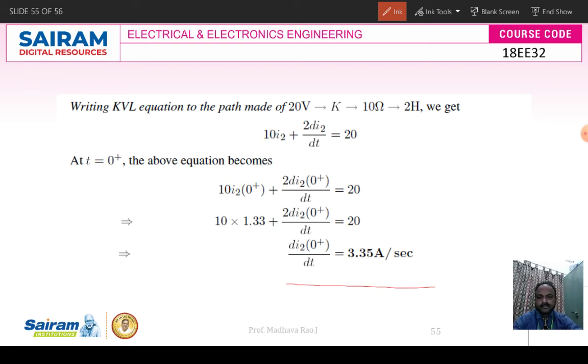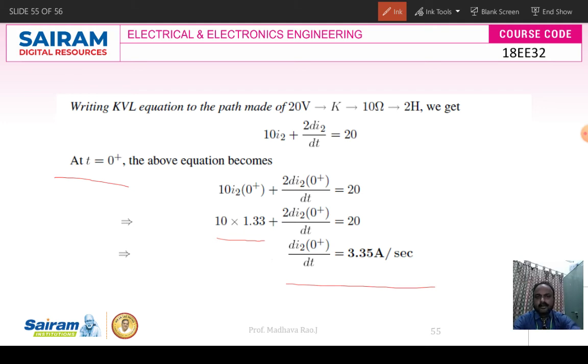So how did we get this value? At t equal to 0 plus, the above equation becomes 10 I2 of 0 plus plus 2 into di2 of 0 plus by dt equal to 20. So how much I2 value did we get? 1.33, we already calculated at the start itself. So substitute that value, simplify, and you can get the equation.